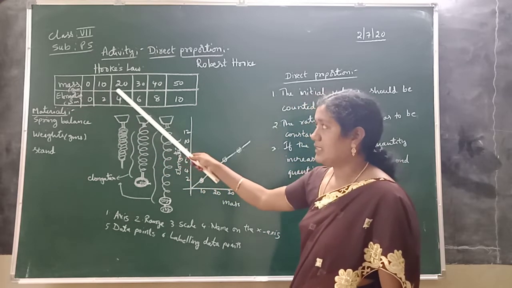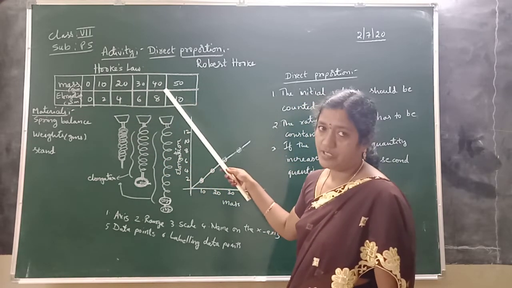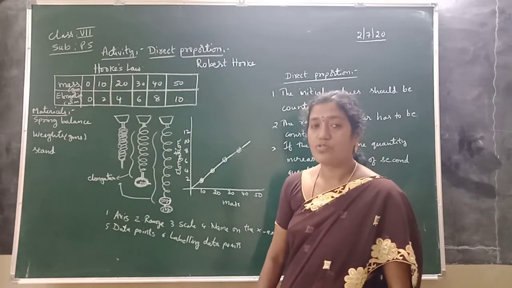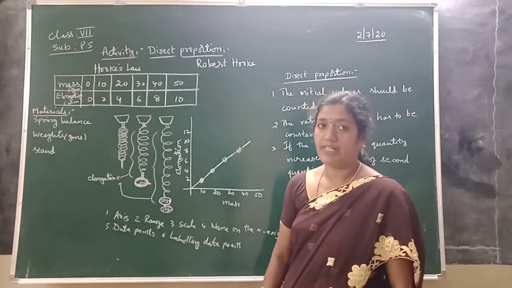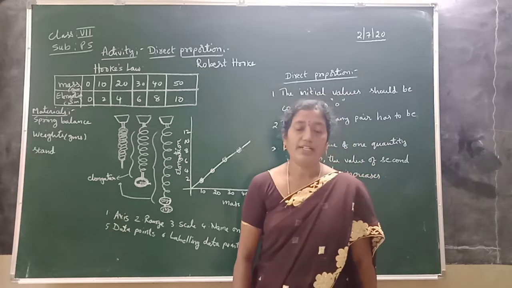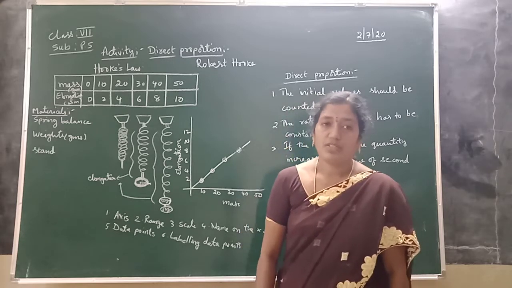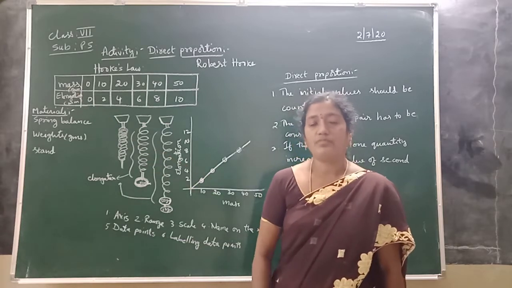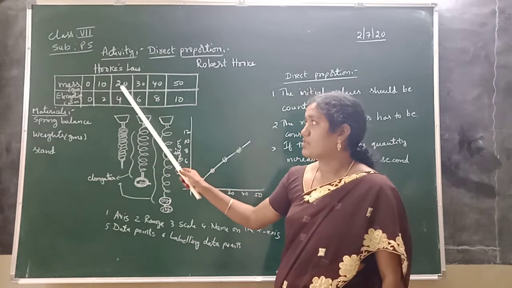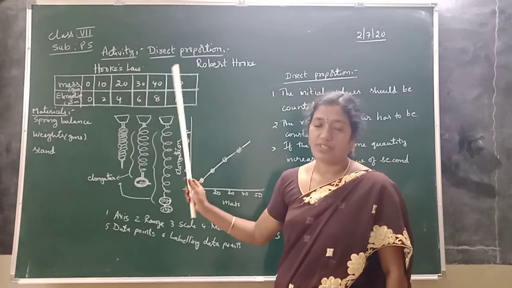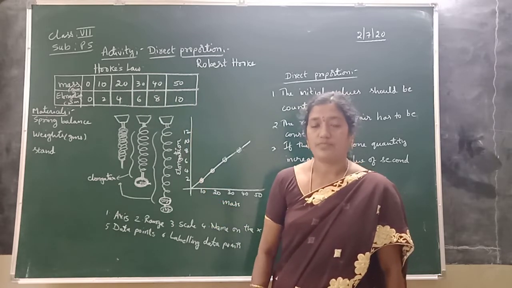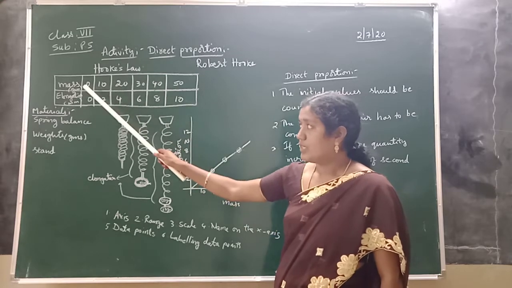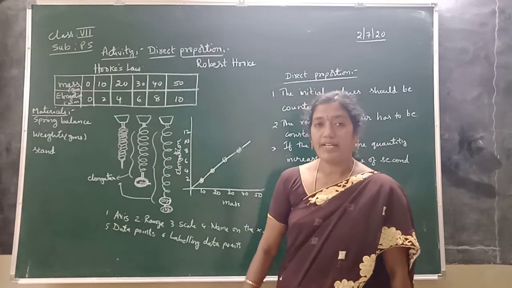Here mass is taken as our wish. So this mass is known as dependent variable. In the last class also I have told you about what is a dependent variable, what is an independent variable. Dependent variable means this is of our choice. That means mass. In grams we can take 10 grams, 20 grams, 30 grams, 40 grams, 50 grams. We can increase the grams. Okay children. So here it is our wish. So this mass is known as dependent variable.